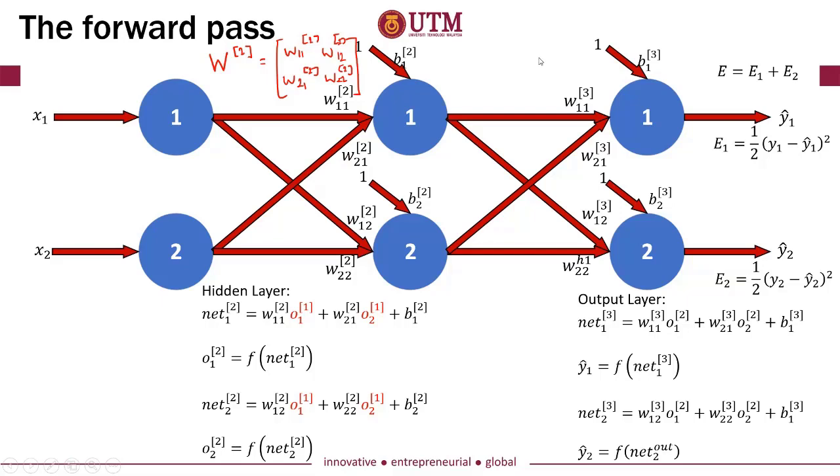Same goes for the weights involved at the output layer. You need to arrange them in matrix or vector forms. So it should be W11, W21, W12, and W22, which is the W at layer number 3, the output layer.